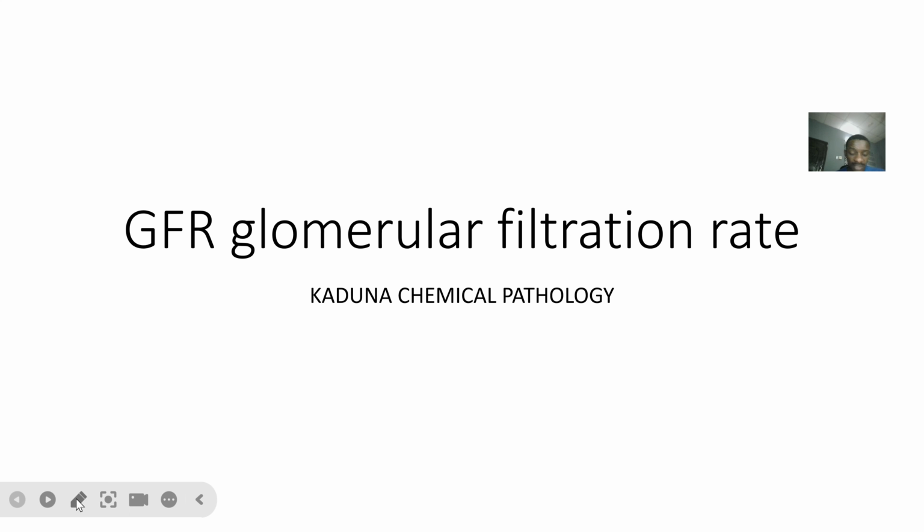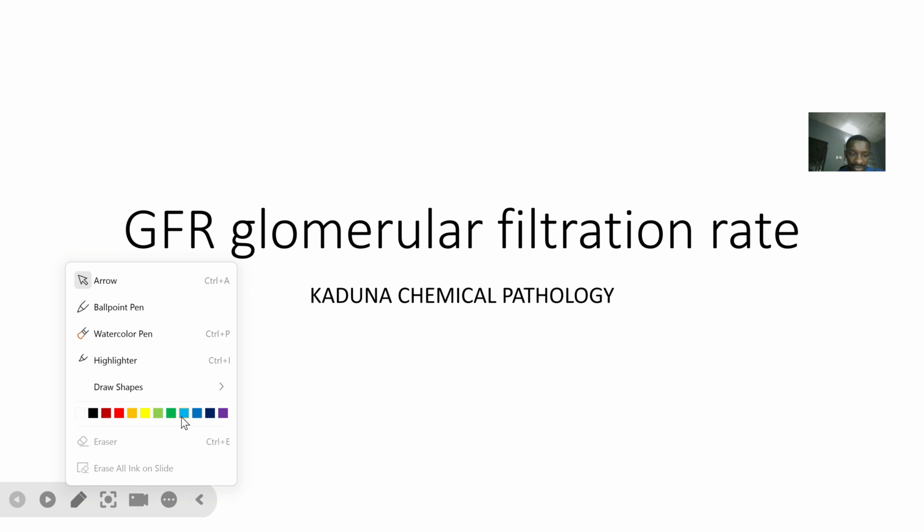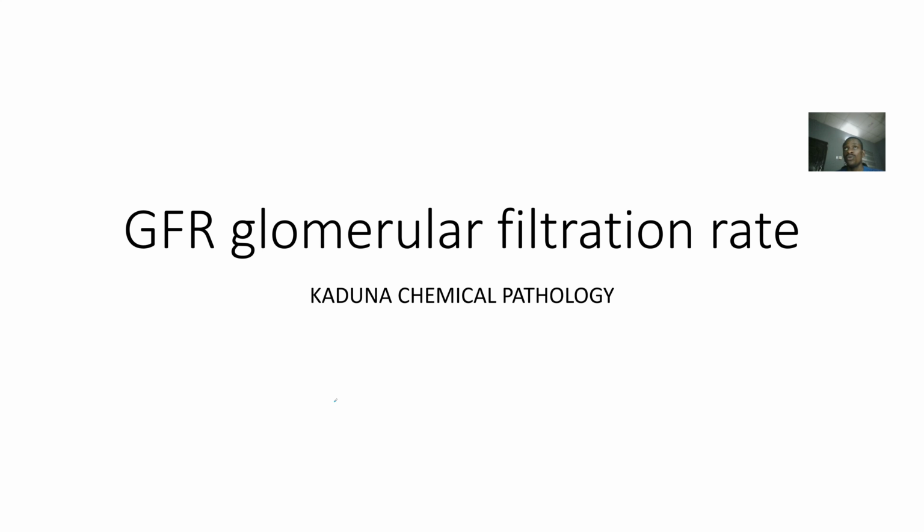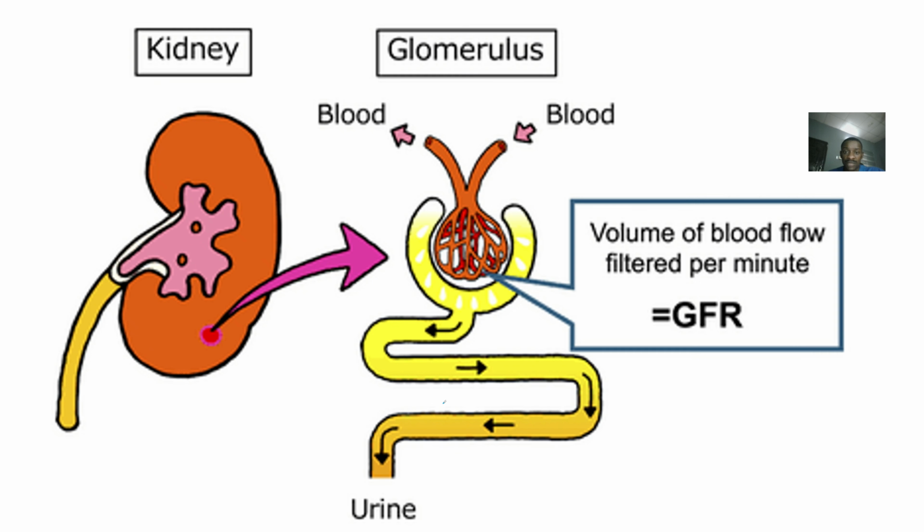Now let me quickly define another terminology which you will always come across as far as chemical pathology is concerned. We're trying to look at the terminology before we go in. This is what is known as the GFR. GFR is a very common terminology in chemical pathology, so we'll try to tackle it. GFR just has to do with the glomerulus, all right?